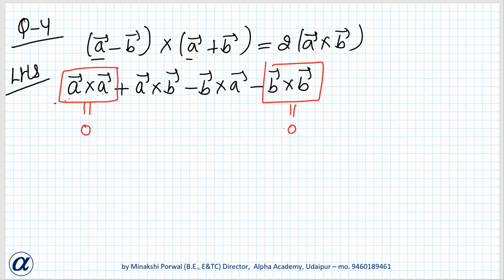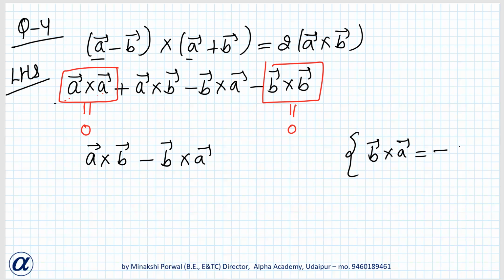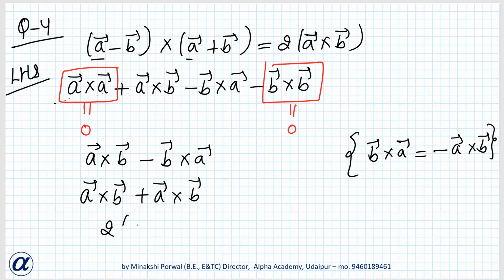Yes, ma'am. So it is A × B − B × A, and we know that B × A is equal to minus of A × B. So this can be written as plus A × B, or it can be written as 2 times A × B. That is equal to RHS.